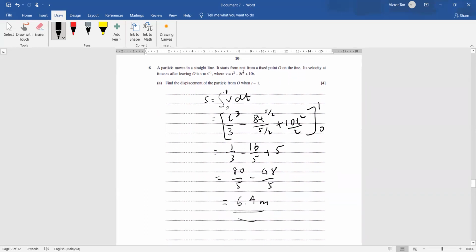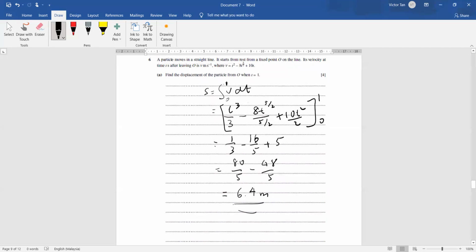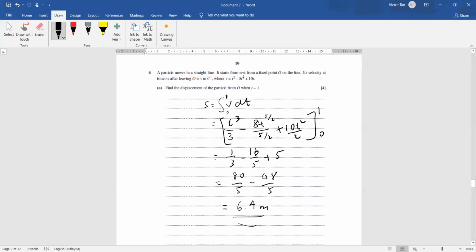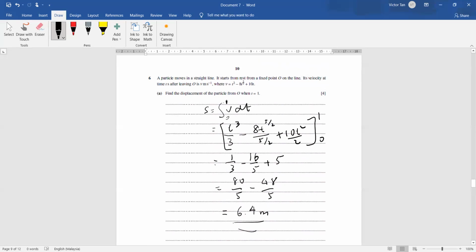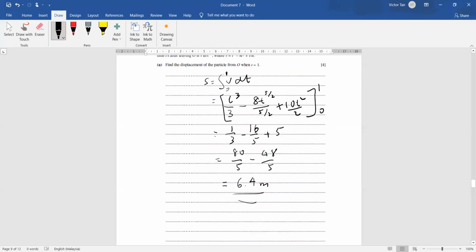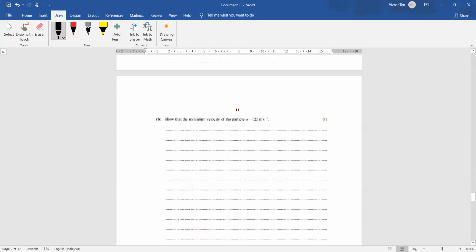So in this question, you have to be careful. This is a 6-mark question. So stationary, okay. There might be a check and balance later.